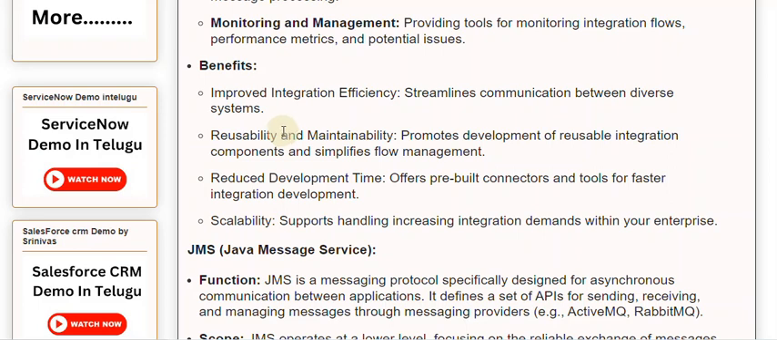Reusability and maintainability, promotes development of reusable integration components and simplifies flow management. Reduced development time, offers pre-built connectors and tools for faster integration development. Scalability, supports handling increasing integration demands within your enterprise.